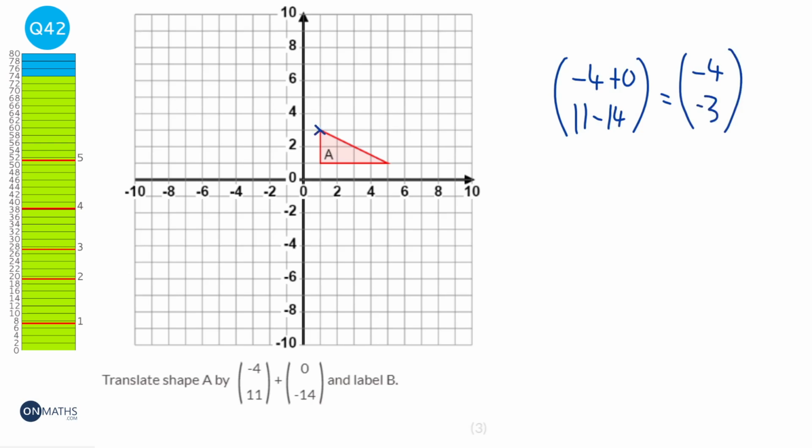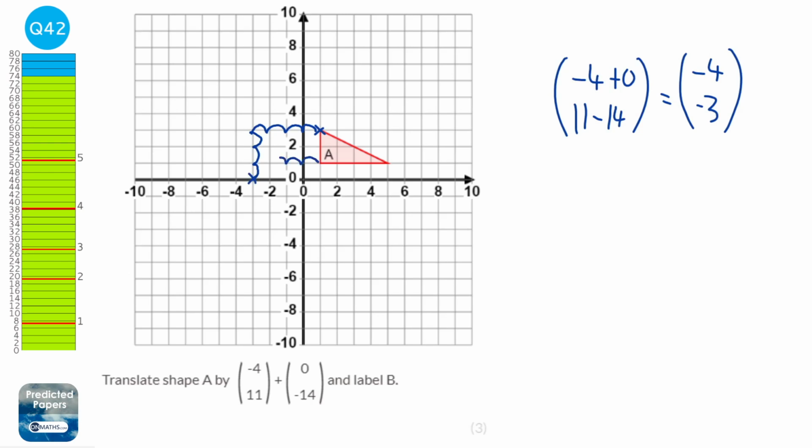Then I'm going to pick a point on my shape, and the top one tells us how far right we're going. So we know we're going 4 to the left because it's obviously a negative. So we're going to go 1, 2, 3, 4. The bottom one tells us how far up we're going. Well, it's going to be down because it's a -3. So 1, 2, 3. And we can do that for each of the other points.